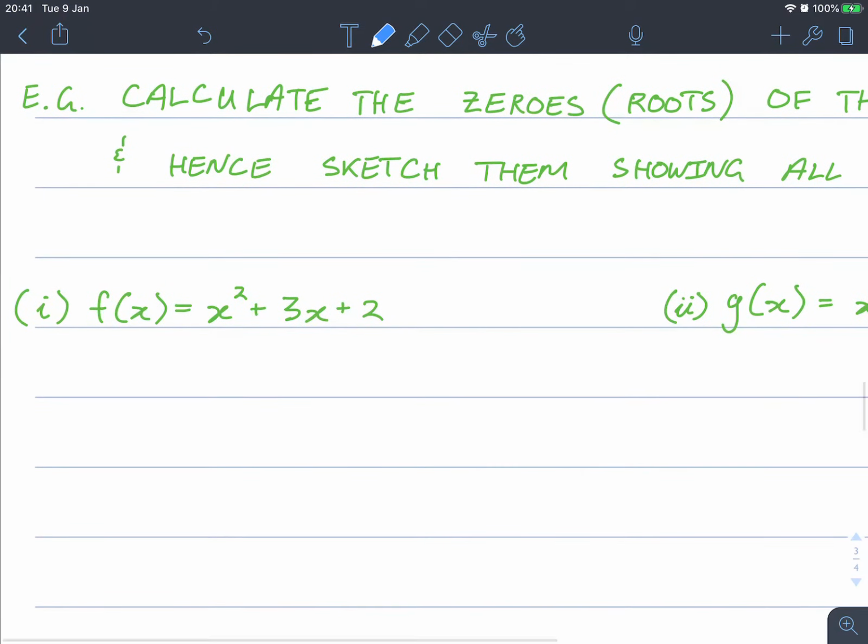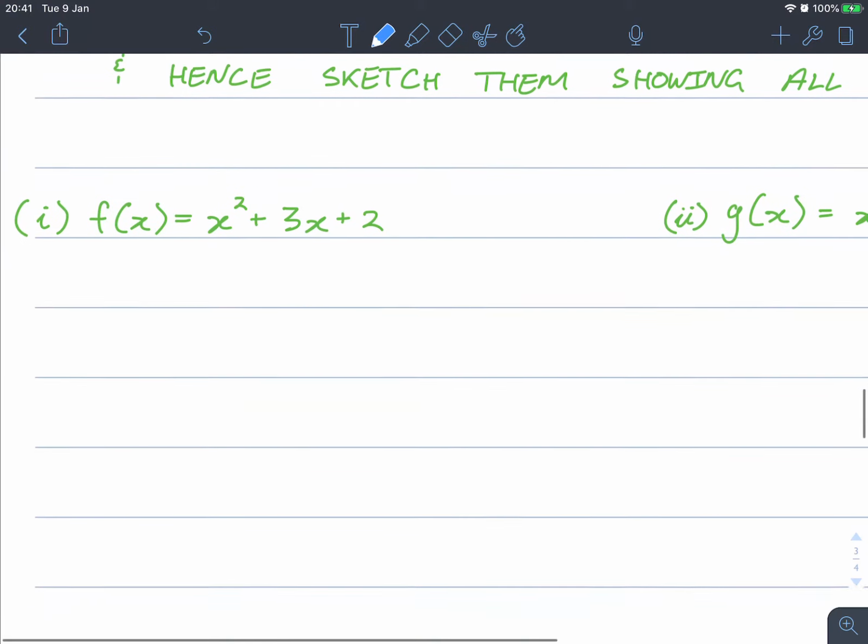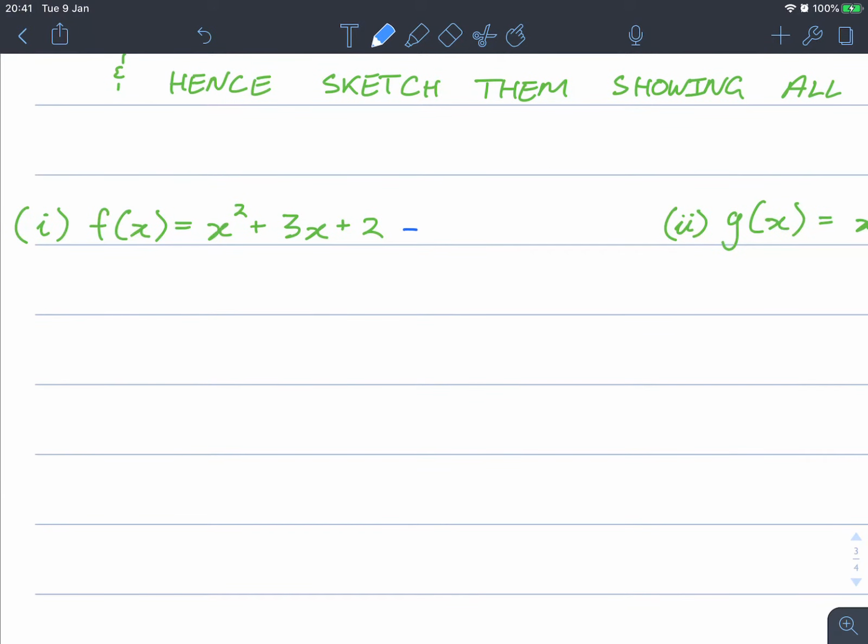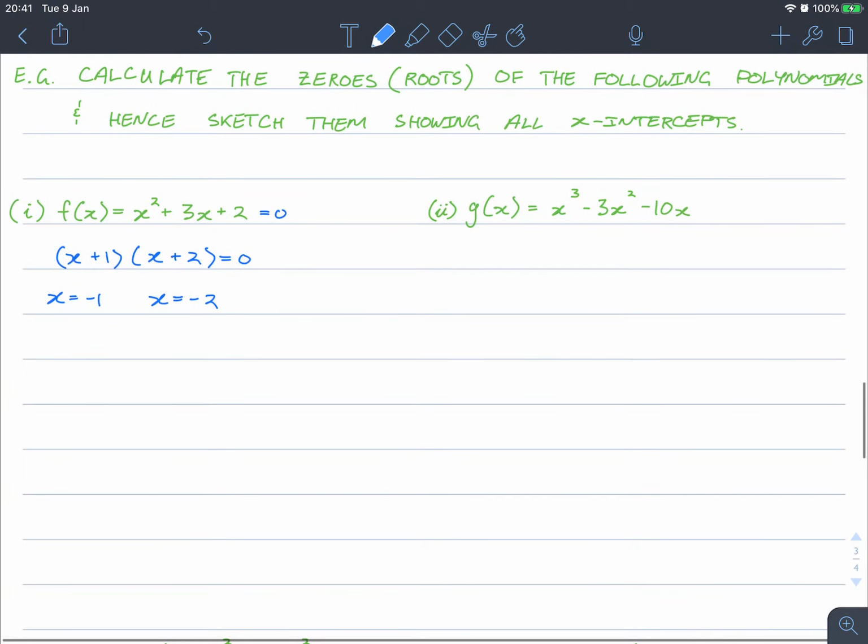So here we go. This one's our basic quadratic. Here we can just let this equal 0 and we'll factorize. So this will give us x plus 1, x plus 2 is equal to 0, giving us x equals minus 1, x equals minus 2. Doing a quick sketch of this.